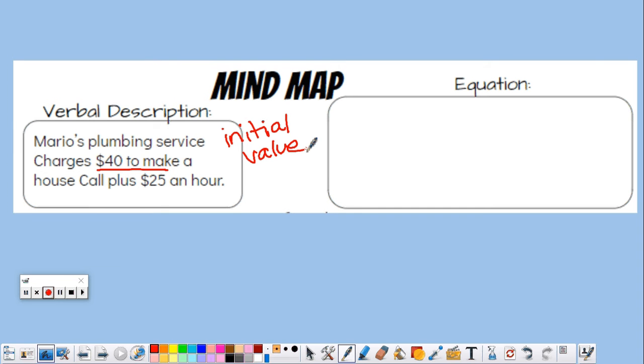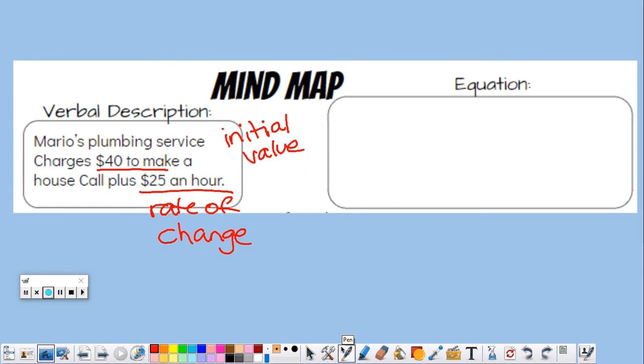Initial value. All right, then it says plus $25 an hour. What does that sound like? Because that means every single hour that he's there, you're going to have to charge how much more? Another 25, another 25, another 25, and so on. So this is our rate of change. Very good. Rate of change. Well done, all of you.